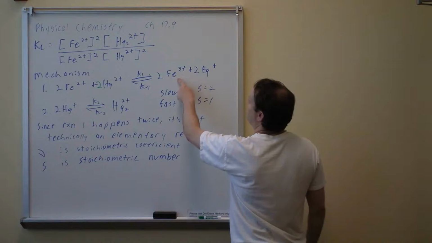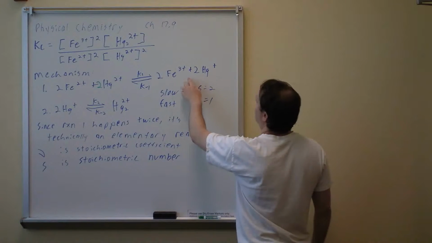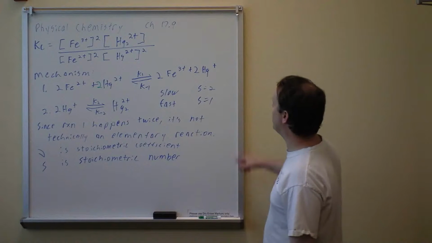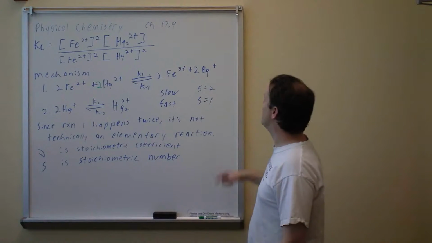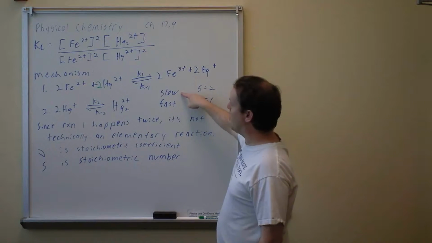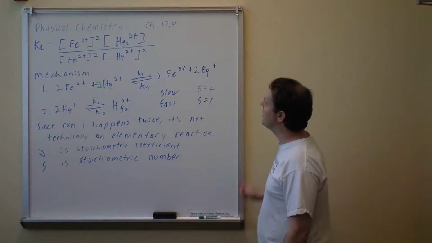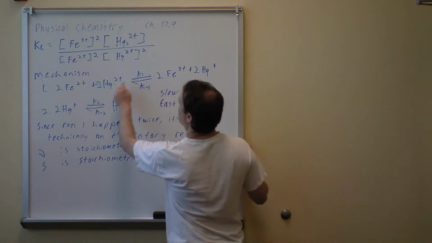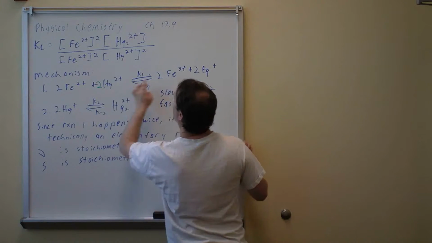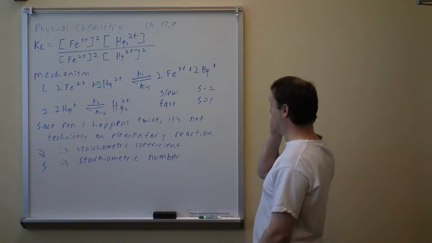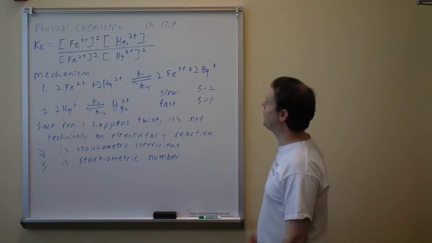And then 2 times Fe3+ plus 2 Hg+. We're going to say that's our slower step. And so that's going to be our rate determining step, because we said we're going to use the rate determining step approximation. And then notice we have the whole thing multiplied by 2. It could have been 1, 1, 1, 1 for an elementary reaction. So we say that our stoichiometric number for this reaction is 2.